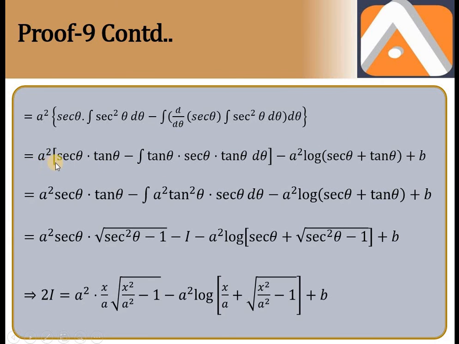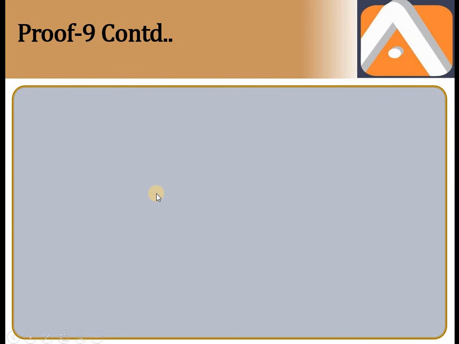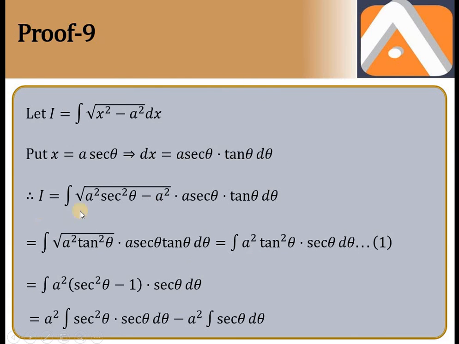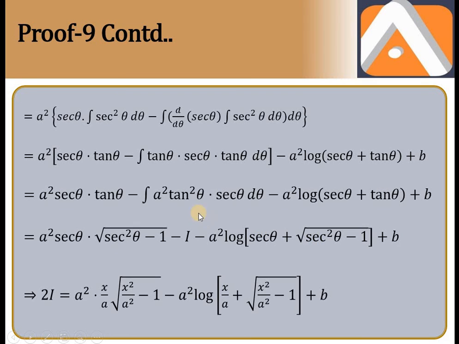Now a square into sec theta and integration of secant square theta is tan theta minus integration of d by d theta of sec theta can be written as sec theta tan theta, and integration of secant square theta is tan theta, minus that second term as it is. Now here this term can be converted into, see here multiply with a square into sec theta tan theta minus a square into tan square theta into sec theta. From previous slide this value, see here from equation 1, I can be written as integration of a square tan square theta into sec theta d theta. So this entire value is replaced with I, so minus I.